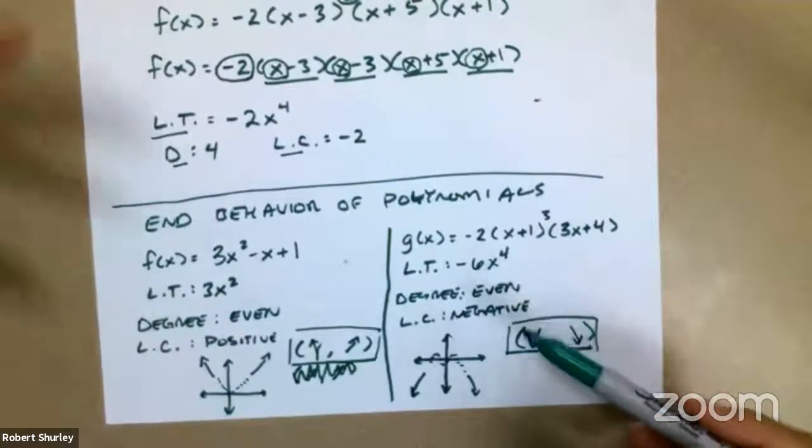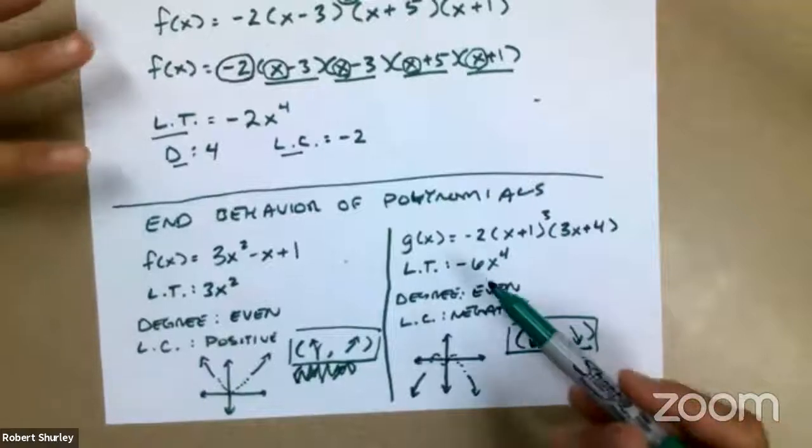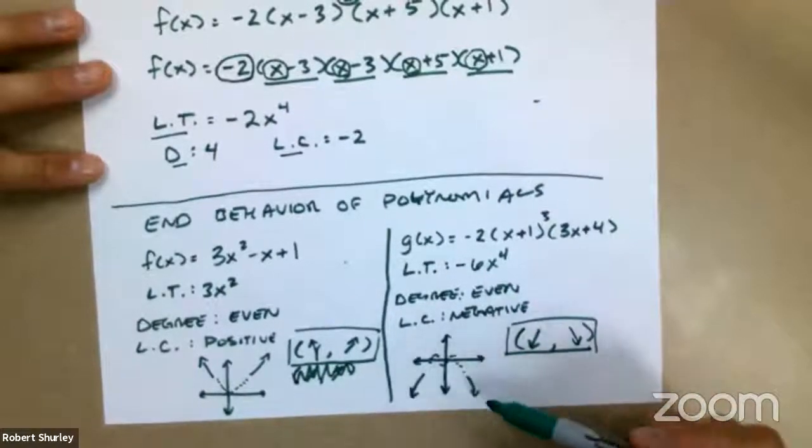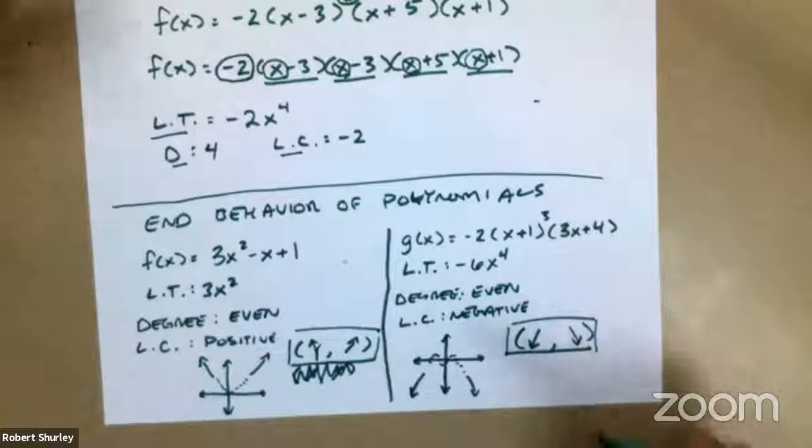But okay, I'll tell you though. Let's kind of make an assumption from this. If even means they're the same, odd's going to mean they're opposite.